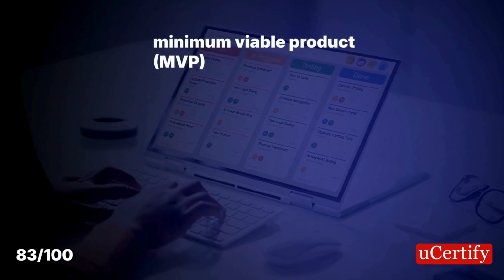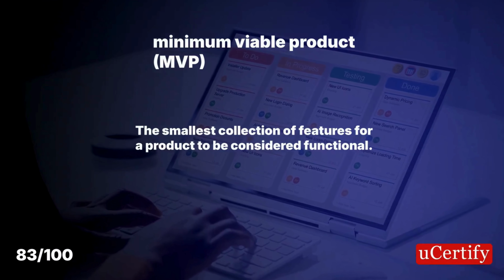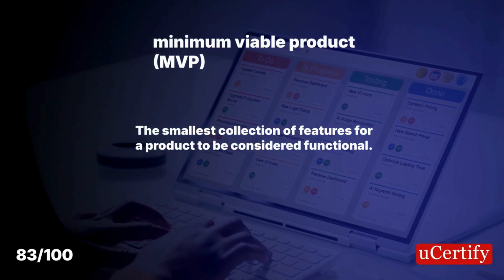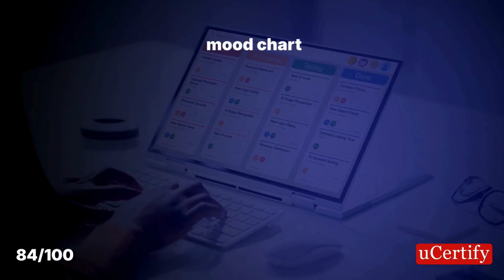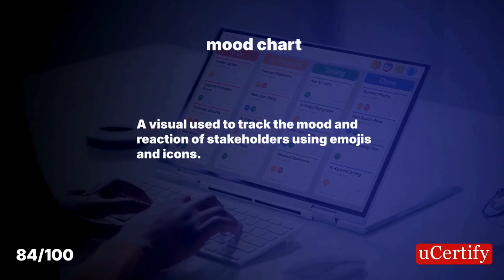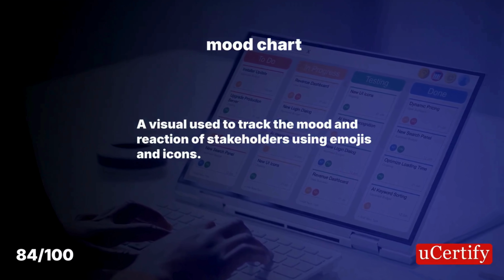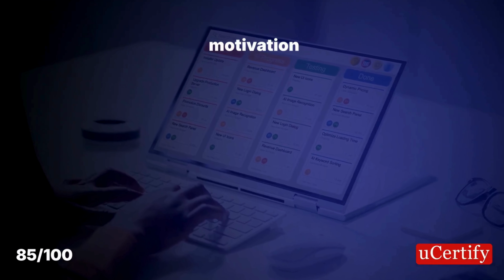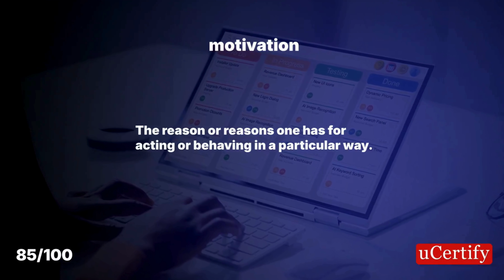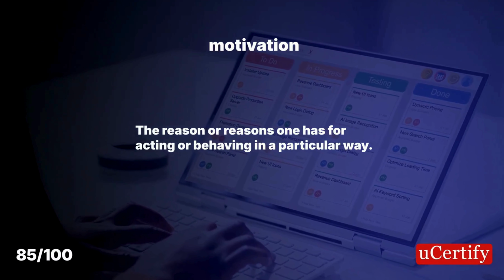Term: minimum viable product (MVP). Definition: the smallest collection of features for a product to be considered functional. Term: mood chart. Definition: a visual used to track the mood and reaction of stakeholders using emojis and icons. Term: motivation. Definition: the reason or reasons one has for acting or behaving in a particular way.